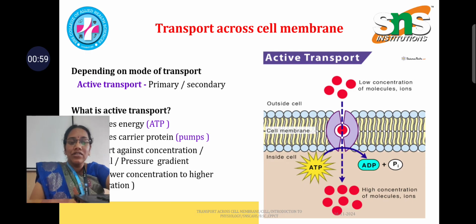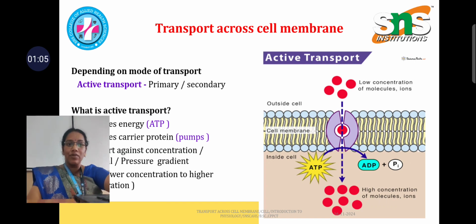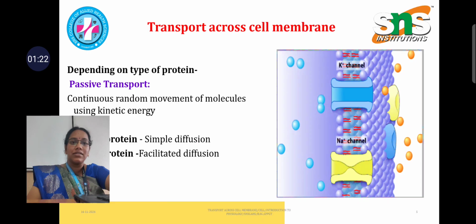It is either active transport or passive transport. The active transport is further divided into primary and secondary active transport. How this active transport takes place is because of energy. You can see in this image where ATP is converted into ADP plus Pi, where the low concentration of molecules are entering into a cell. Because of the utilization of this energy, the transport occurs.